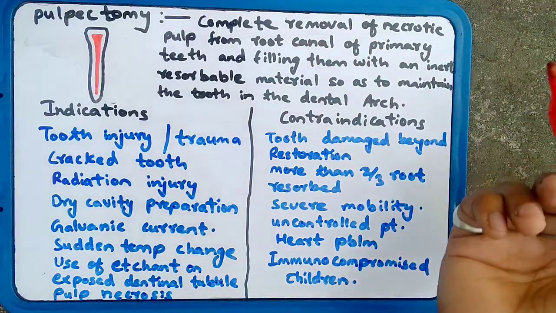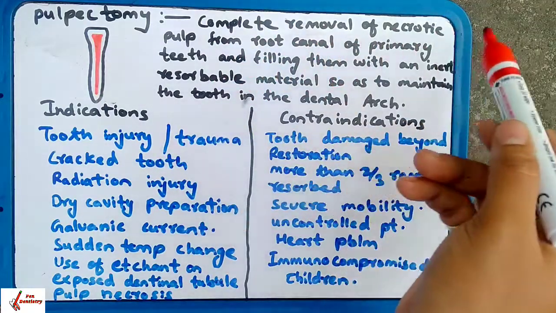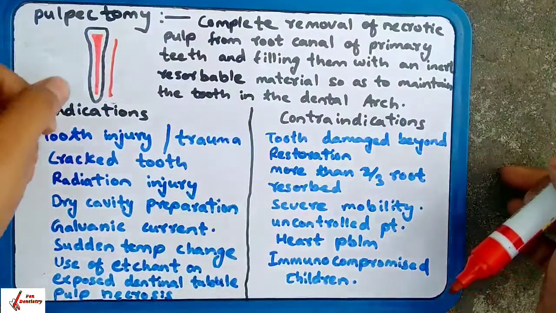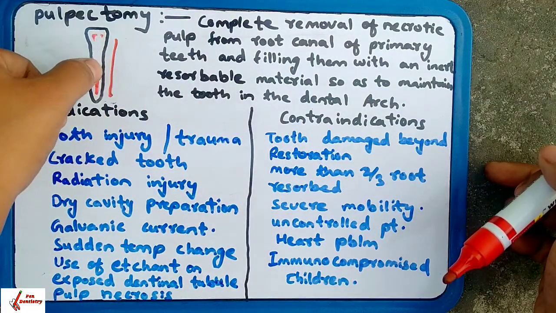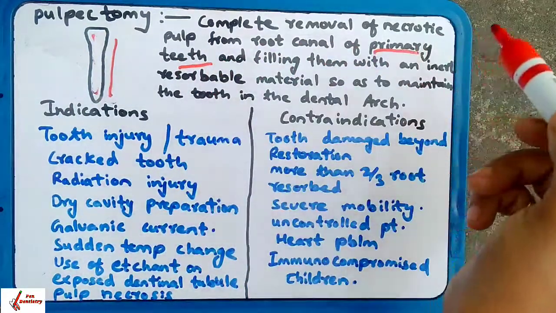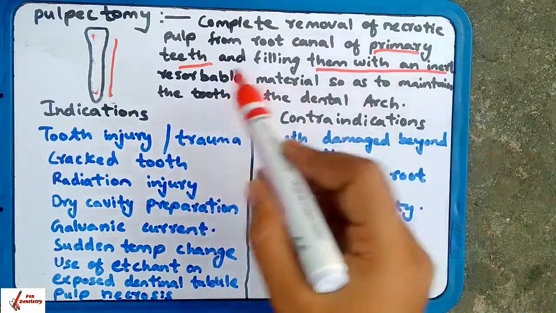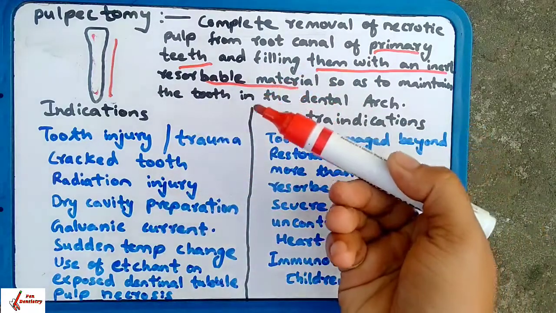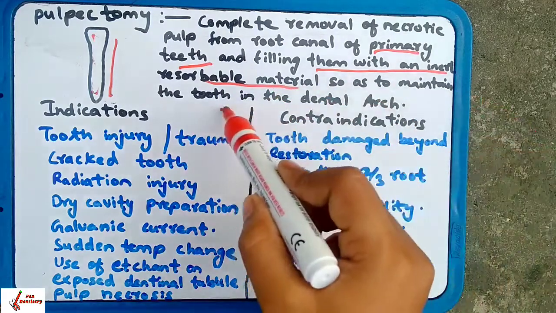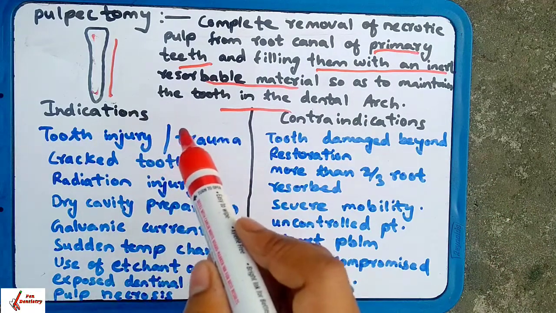What is pulpectomy? Pulpectomy is complete removal of the necrotic pulp from the root canal of primary teeth, not the permanent teeth, only the primary teeth. It is done, and the canal is filled with an inert resorbable material so as to maintain the tooth in the dental arch.